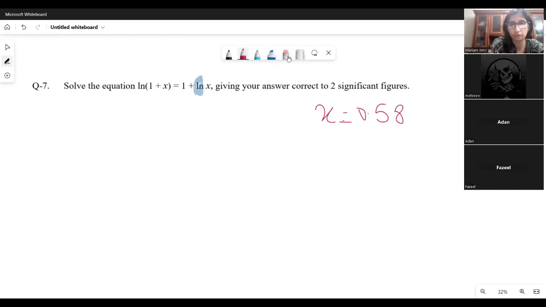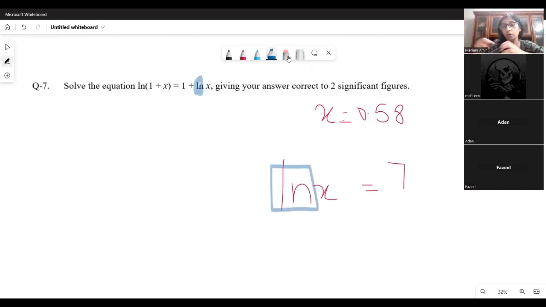Look, if it was ln x equals, let's say, some value 7, then you had to make x the subject and you're only taking the ln to the other side. When you're breaking ln and x, so that ln goes to the other side and becomes e power 7. But when you take the entire ln x to the other side, its sign just changes.